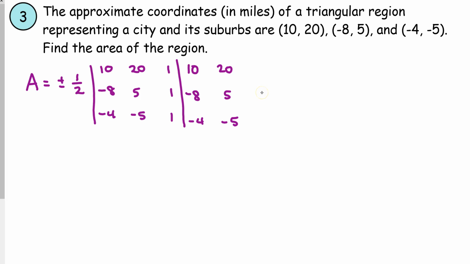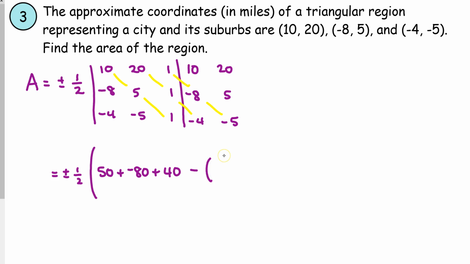Sometimes people go through this process and they forget about the 1/2 or the plus or minus, so we'll try to remember to keep that all along the way. Okay, I'm just using my bracket to stand for parentheses. Maybe that was a bad idea. I'll put parentheses instead. Okay, so the first diagonal, 10 times 5 times 1, that's 50, plus the next diagonal, 20 times 1 times negative 4, that's negative 80, plus the next diagonal, 1 times negative 8 times negative 5, that's 40.